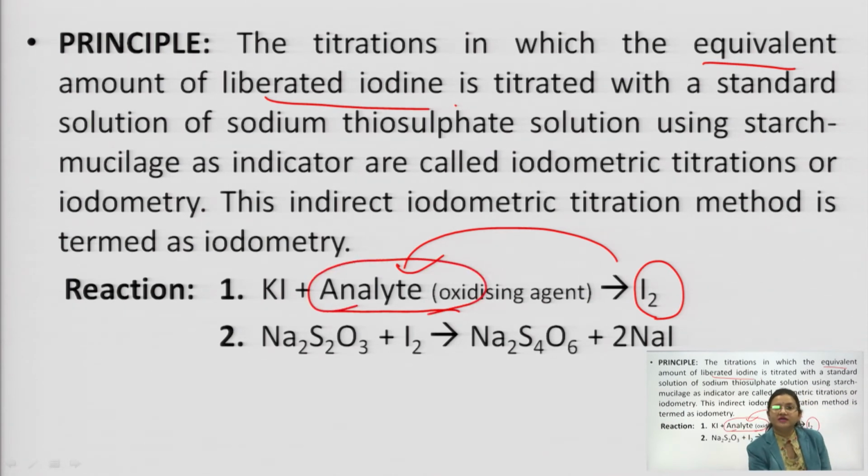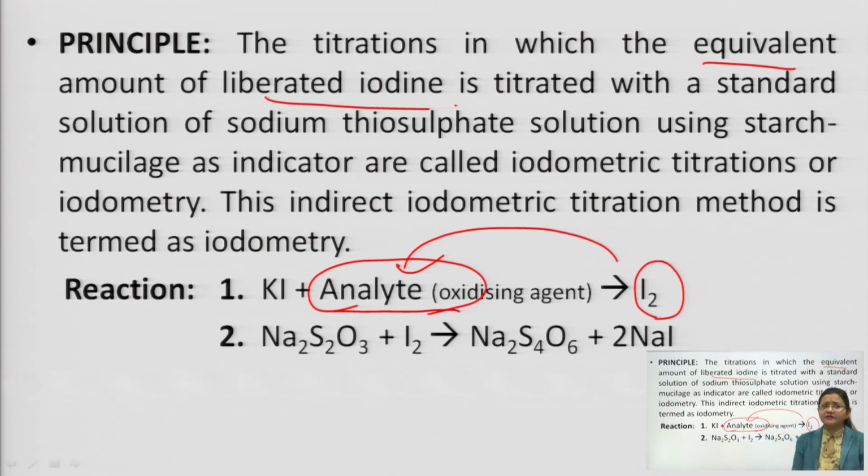That's why we use this term, equivalent amount of liberated iodine, again and again, and this is very important whenever you write your exam or whenever you study it. Always use this particular term, equivalent amount of liberated iodine. Never use just liberated iodine. The equivalent amount of liberated iodine is titrated with a standard solution of sodium thiosulfate using starch mucilage as indicator. This is called iodometric titration or iodometry.